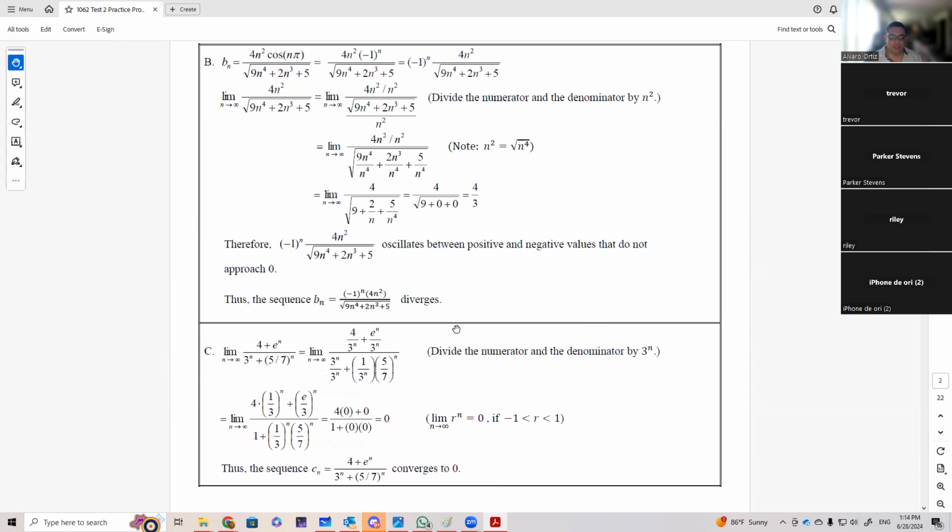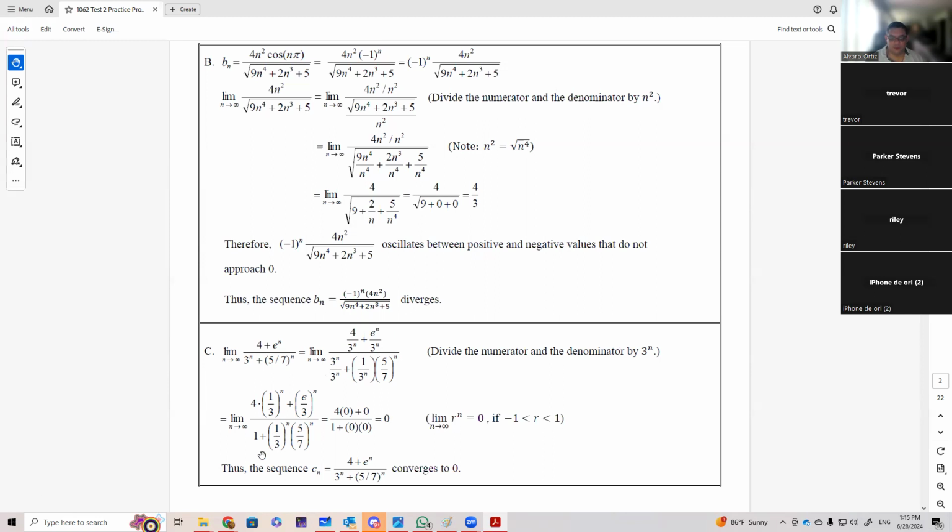Now, example number 3 is also one where we can try to figure out if things go to either 0 or infinity. So for example, here we look for what is the biggest power that we can use to divide in the denominator. The biggest one is 3 to the n, and so we divide by that. On the denominator, we're going to get 1 plus (1/3)^n plus (5/7)^n.